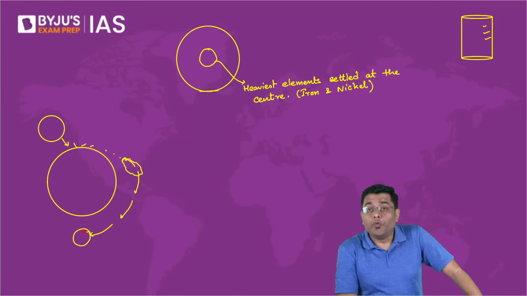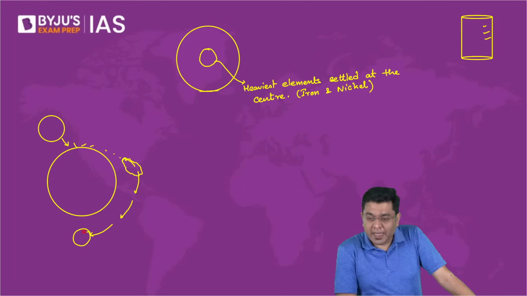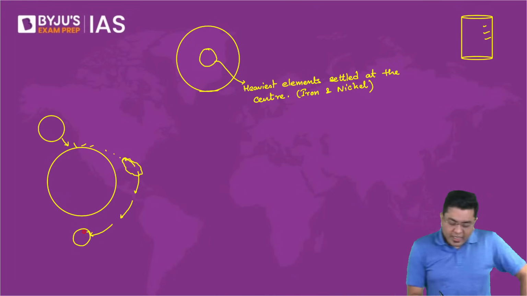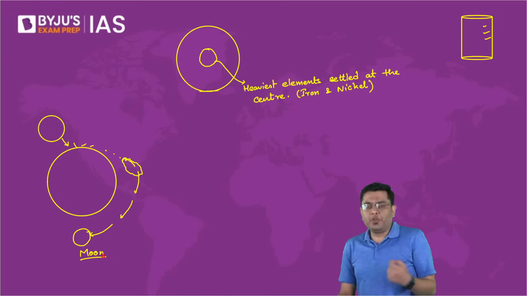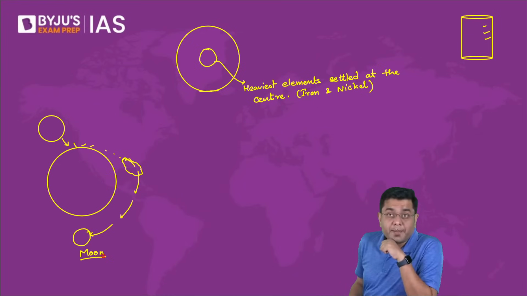And what is it that this spherical shape is known as today? Can you take a guess? Very good. It is the moon. So this is how we had the creation and the formation of the moon, which is considered to be the satellite of the planet.